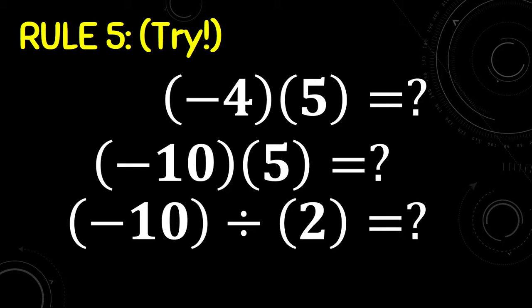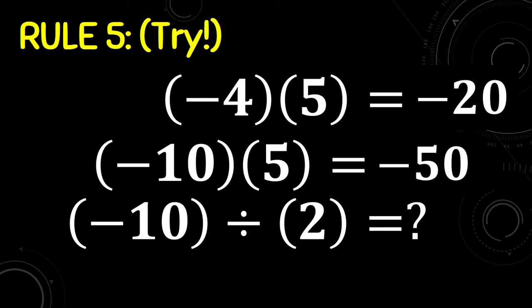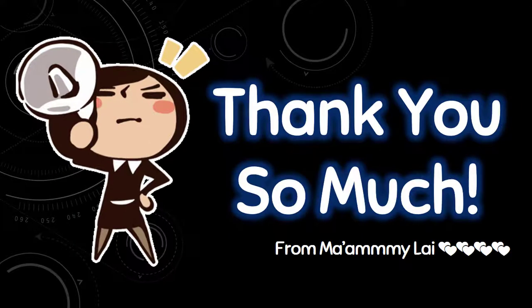Negative 4 times 5 is equal to negative 20. Negative 10 times 5 is equal to negative 50, and negative 10 divided by 2 is negative 5. Those are the rules of the signs.